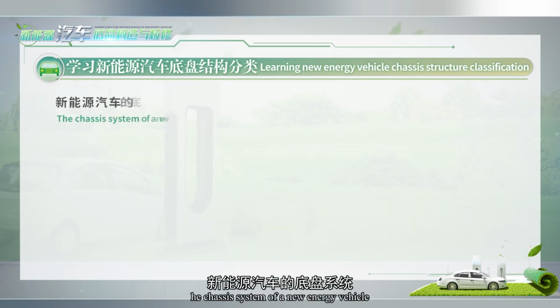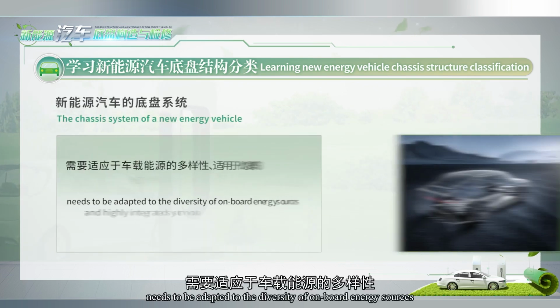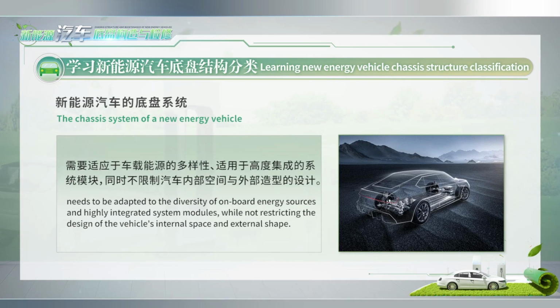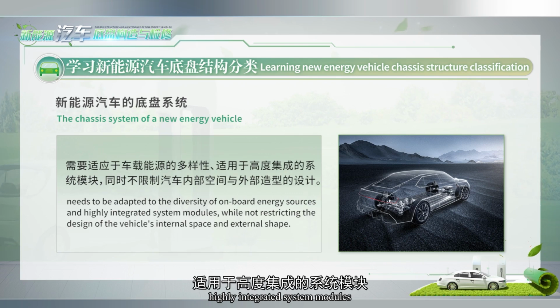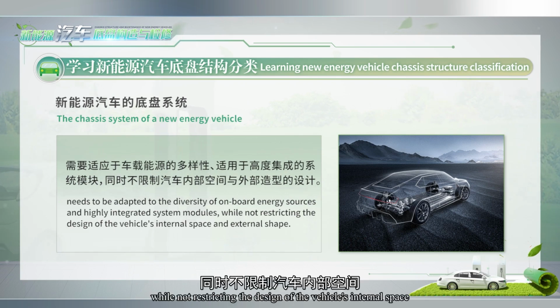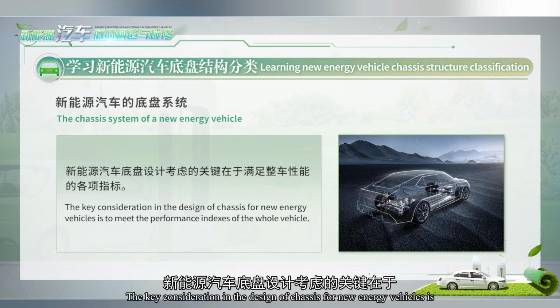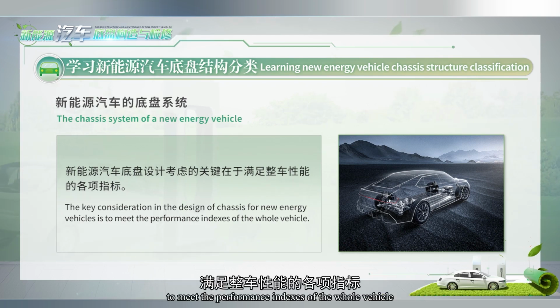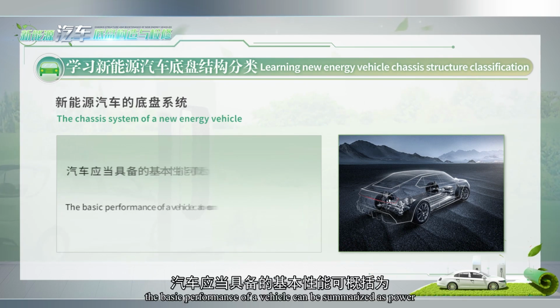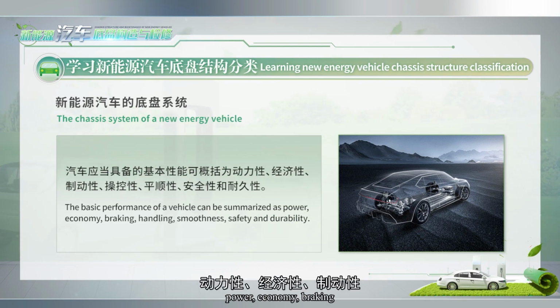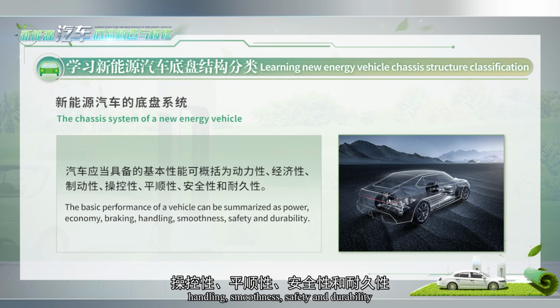The chassis system of a new energy vehicle needs to be adapted to the diversity of onboard energy sources and highly integrated system modules, while not restricting the design of the vehicle's internal space and external shape. The key consideration in the design of chassis for new energy vehicles is to meet the performance indexes of the whole vehicle. The basic performance of a vehicle can be summarized as power, economy, braking, handling, smoothness, safety, and durability.